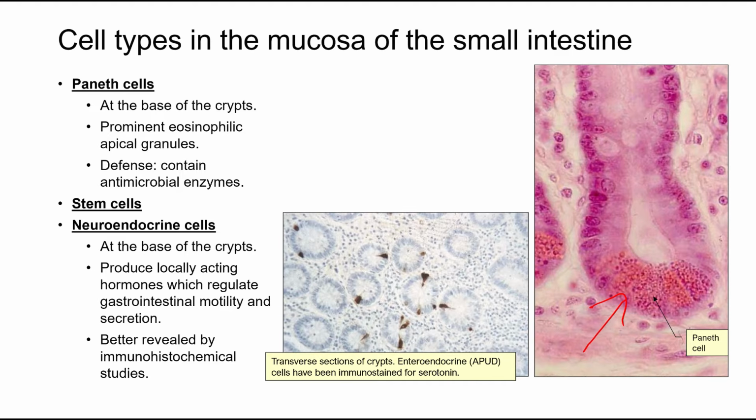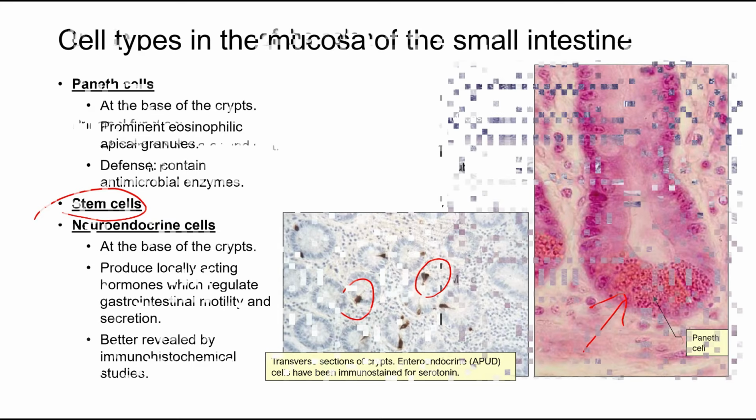And also in the crypt there are stem cells. Again, they don't have any special feature, but we can say that this is a stem cell by the presence of mitotic figures. And there are neuroendocrine cells which cannot be differentiated unless we use a special stain, like immunohistochemical stain. These hormones are locally acting hormones. They regulate the gastrointestinal motility and secretion.